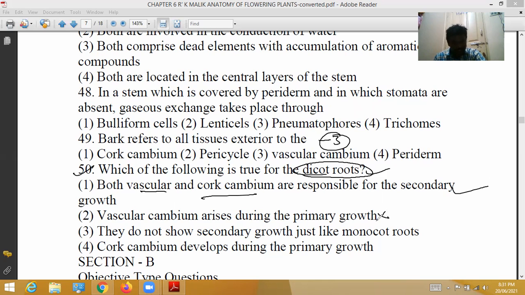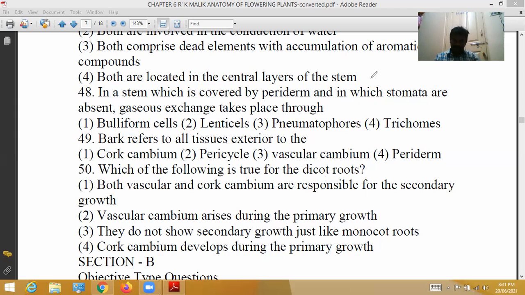During primary growth, vascular cambium does not arise. Next, they don't show secondary growth just like monocots. In monocots, secondary growth does not take place, but vascular cambium and cork cambium are responsible for secondary growth. Third is wrong. Cork cambium develops during primary growth, which is also wrong. Cork cambium and vascular cambium of roots arise during secondary growth. 50th question, the first option is correct.